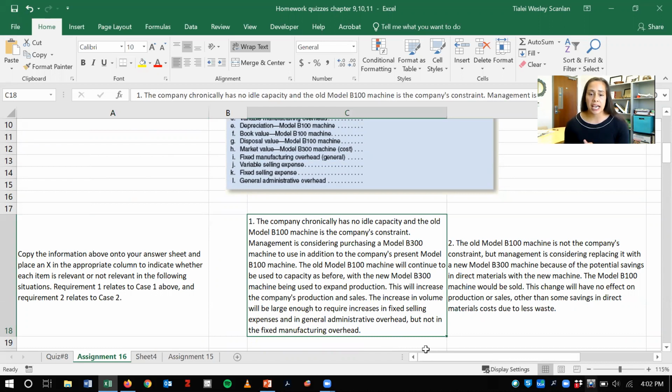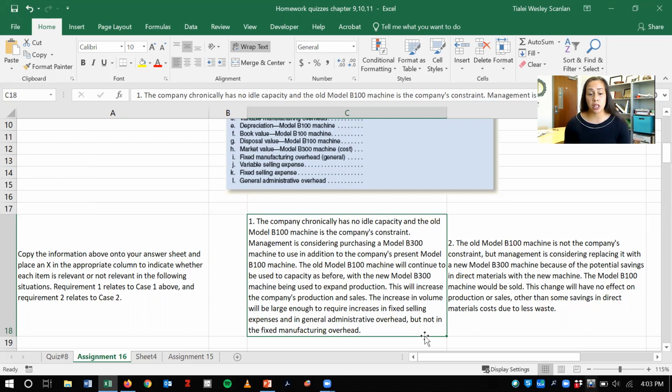The company chronically has no idle capacity, and the old model B100 machine is the company's constraint. Management is considering a model B300 machine in addition to the company's present model B100 machine. So they're not getting rid of the B100. It's working at capacity, but it's a constraint or a bottleneck, so we need more capacity. So we're going to buy another machine. The old model B100 machine will continue to be used at capacity as before, with the model B300 machine being used to expand production. This will increase the company's production and sales.